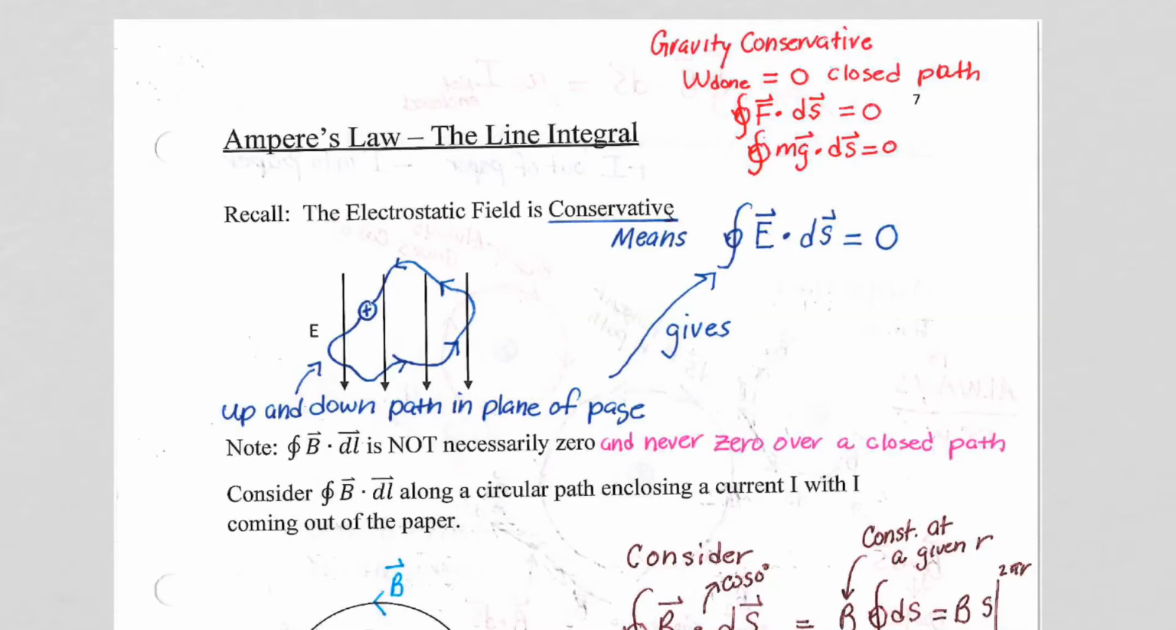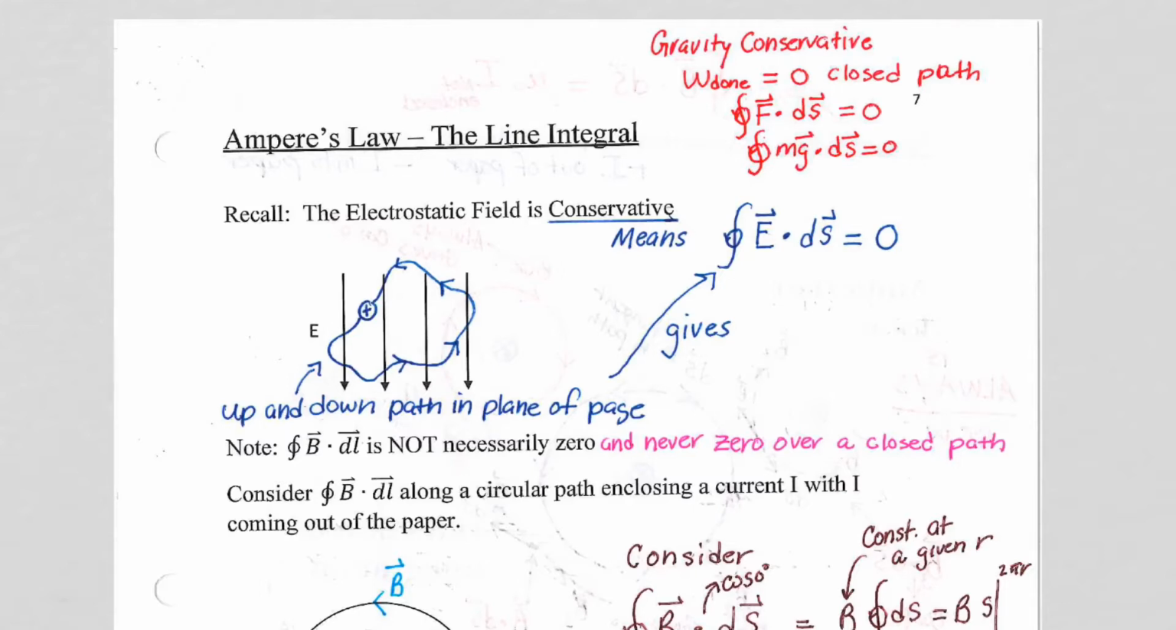We are going to introduce now Ampere's law, and, well, it's a line integral. We'll see that in a moment. But we're first going to take a short digression, and you'll see why in a moment. Our digression is going to go back and just remind us of conservative fields, conservative forces, and how that was done.